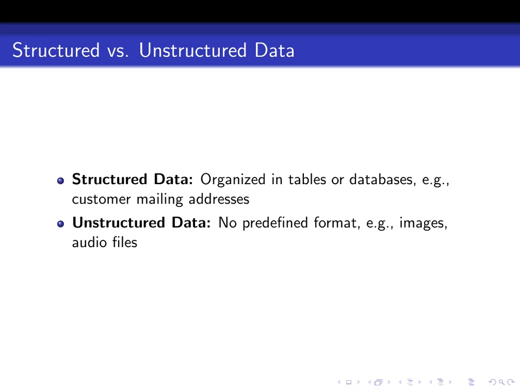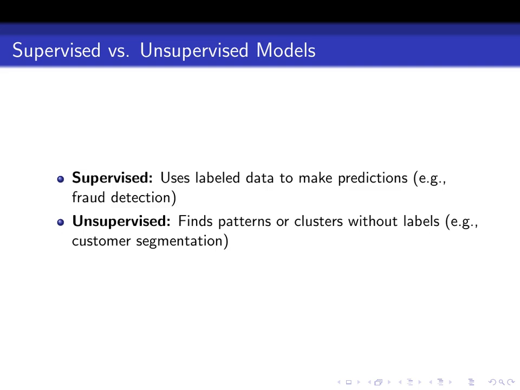Structured data is organized, like customer mailing addresses, in tables or databases, while unstructured data lacks a predefined format, such as images or audio files. When comparing models, supervised models use labeled data to make predictions, like in fraud detection, whereas unsupervised models look for patterns or clusters without labels, useful in customer segmentation.